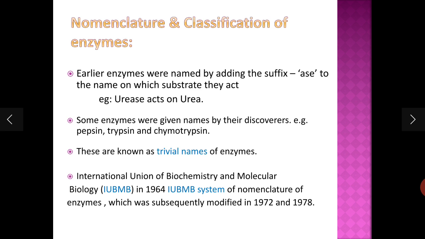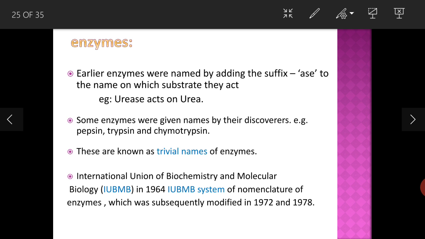Some enzymes were named by their discoverers, for example pepsin, trypsin, chymotrypsin. These are called trivial names of enzymes. Now we have the IUPMB system, the International Union of Biochemistry and Molecular Biology, which in 1964 named the enzymes by this system, subsequently modified in 1972 and 1978. So let us see how it works.